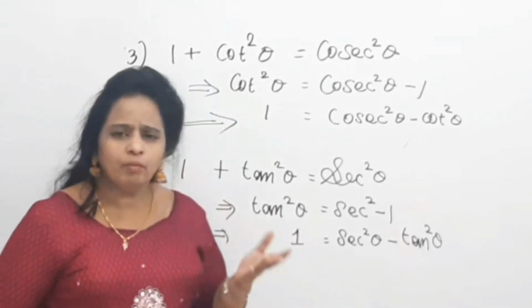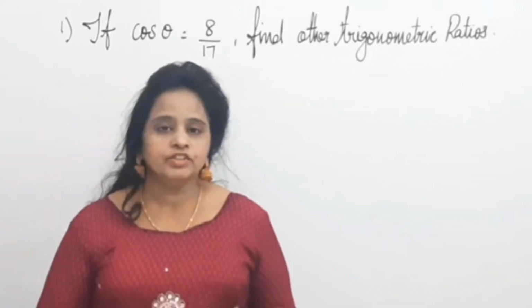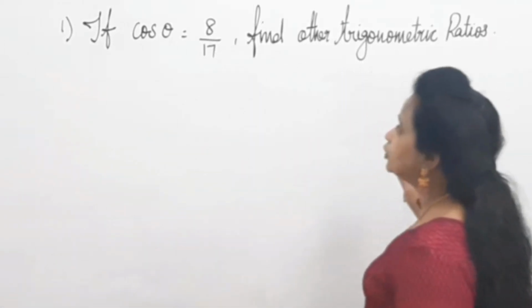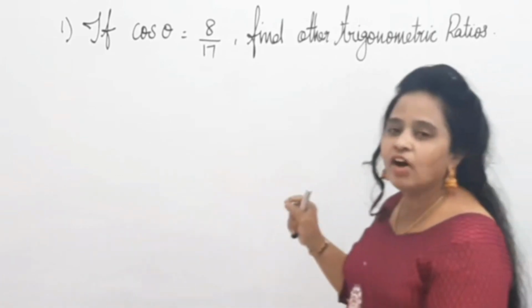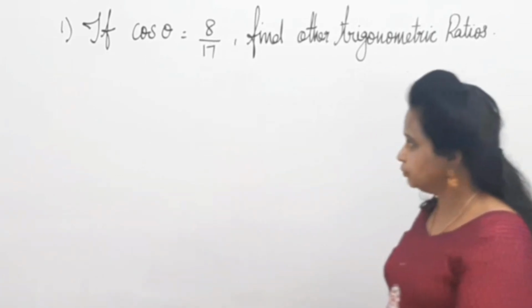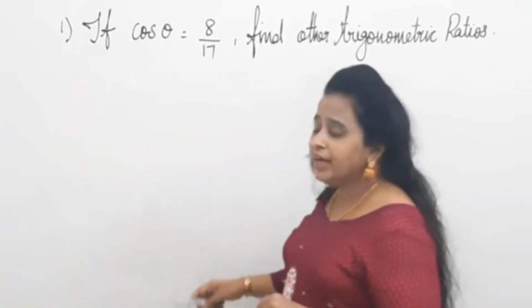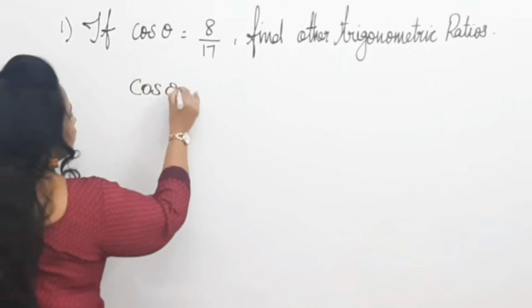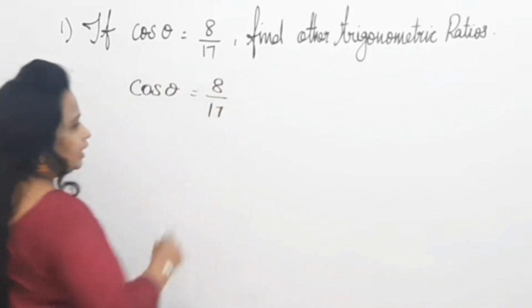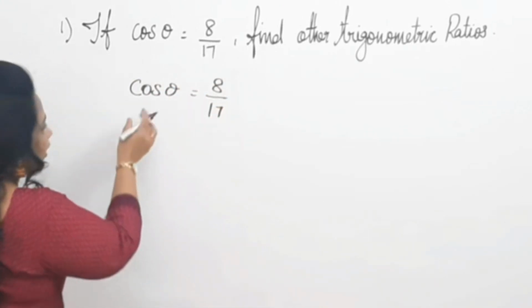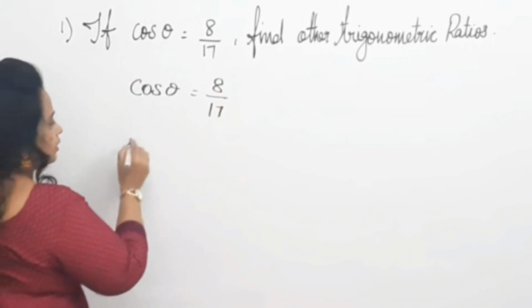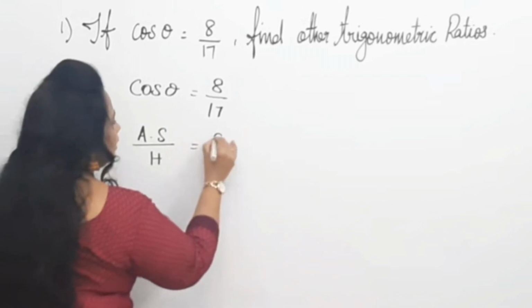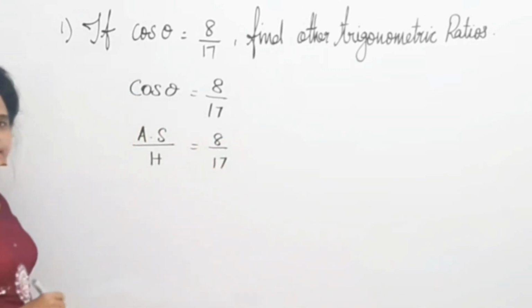Now we are moving to the class right now. Now children, we are moving to the first question. If cos theta is equal to 8 by 17, find the other trigonometric ratios. Now, the first hint is, whenever you are given the ratio, that is cos theta is equal to 8 by 17, the immediate thing that you will write is the ratio of cos theta, which you know as adjacent side by the hypotenuse, which is equal to 8 by 17.